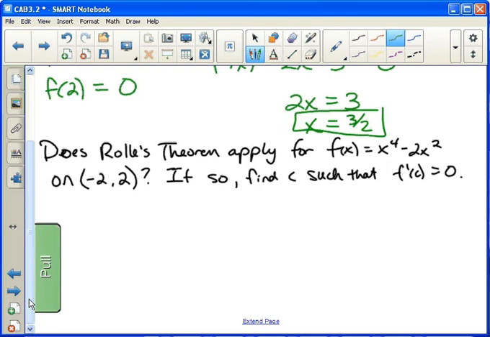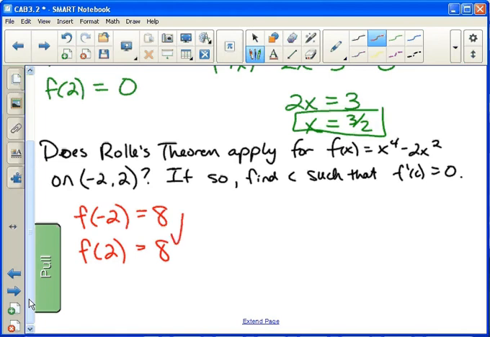So next thing we need to look at is if the endpoints have the same y value. So I take negative 2 and I plug it in that original function and I get 8. And I take positive 2 and plug it in and I also get 8. So this checks out. So Rolle's theorem does apply, which guarantees me that somewhere on the interval the derivative will equal 0. So I'm going to take the derivative, set it equal to 0.